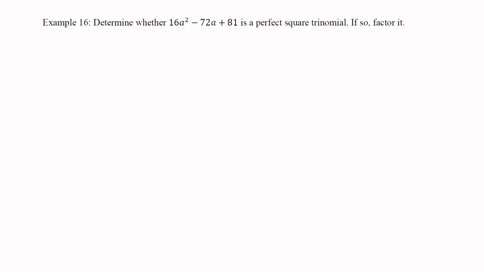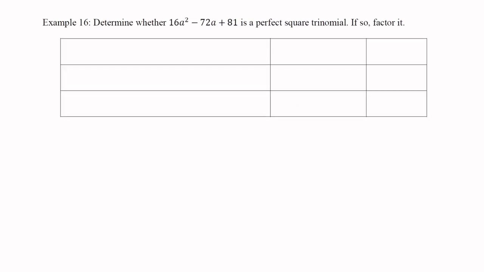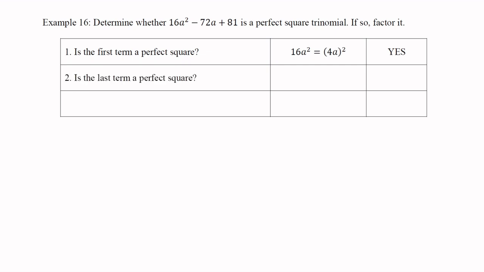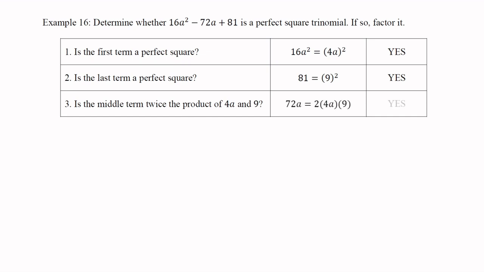Let's do another one. Let's find out, is 16a squared a perfect square? Well, it is 4a quantity squared, so yes. What about 81? Well, yes, that is 9 squared, so that is a perfect square. So is 9 times 4a times 2 going to give you 72a? And yes, it is. So we can factor this down into 4a minus 9 quantity squared. We use minus this time because the middle term has a negative sign.